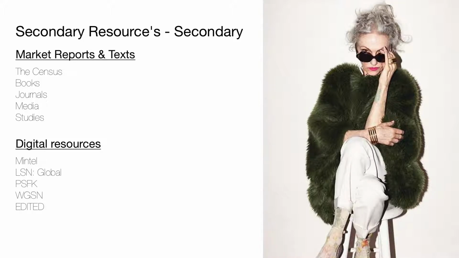So what secondary resources can we use to gain some information into these? Market reports and text. You can access the census, books, journals, media and studies, as well as digital resources, for example Mintel, LSN Global, PSFK, WGSN and Edited. So we might not all be fortunate enough to have memberships with those digital resources, but the market reports and text you can widely access on the net these days.